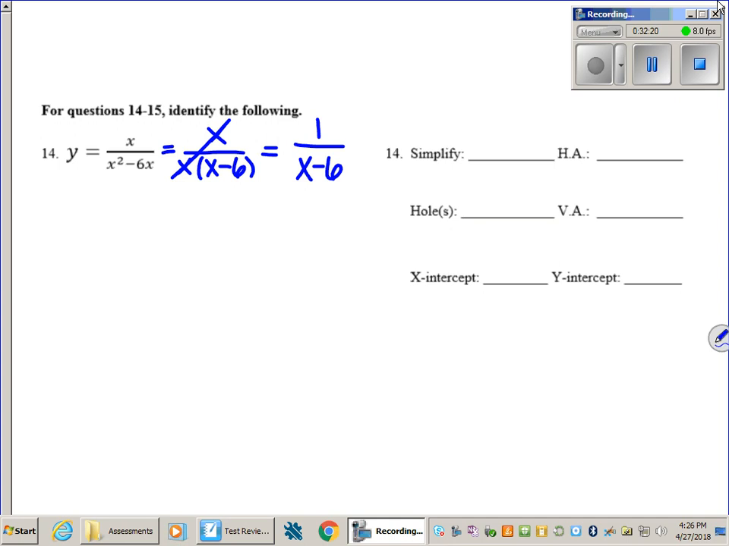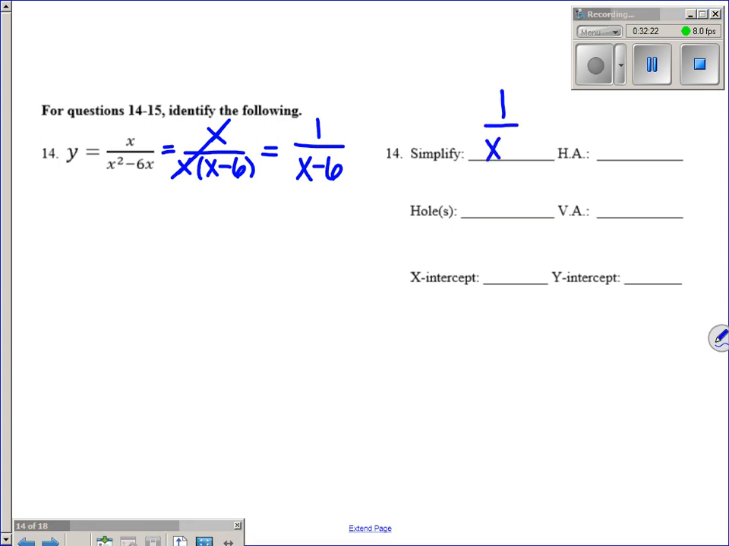Okay, so the simplified version is 1 over x minus 6. Your holes, don't forget, this is what you canceled out, set equal to 0. So since we canceled out x, we're just setting x equal to 0. And there's really nothing to solve for. That's the answer.